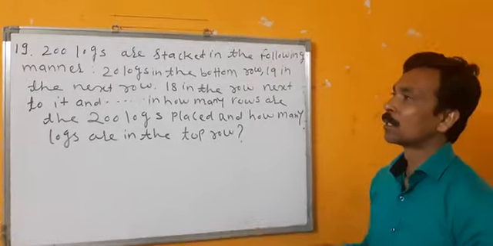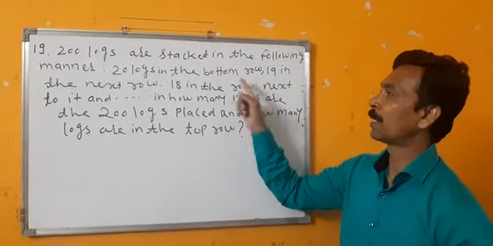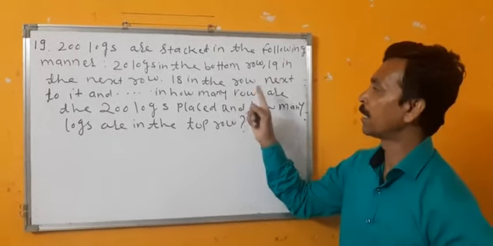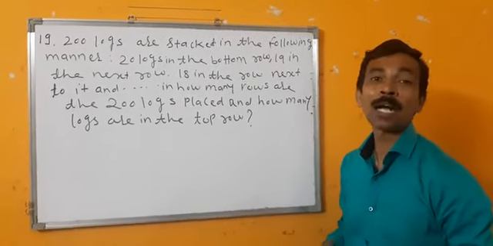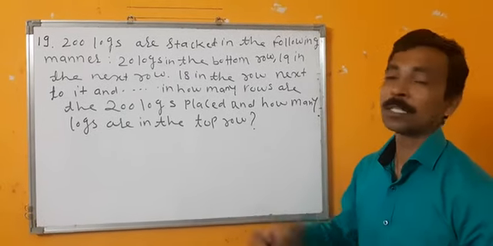Nineteenth sum. 200 logs are stacked in the following manner: 20 logs in the bottom, 19 in the next row, 18 in the row next to it, and so on. In how many rows are the 200 logs placed, and how many logs are in the top row?